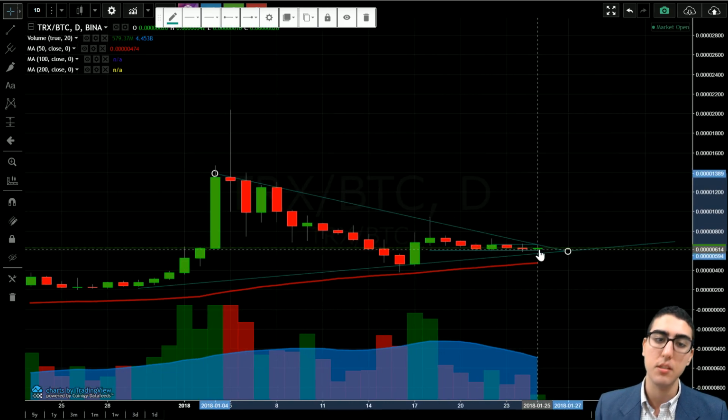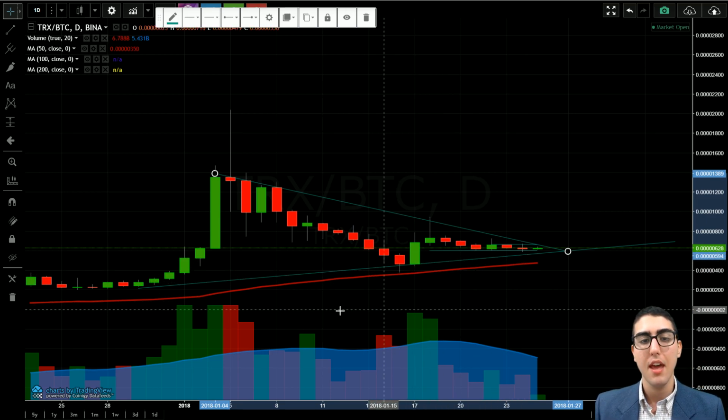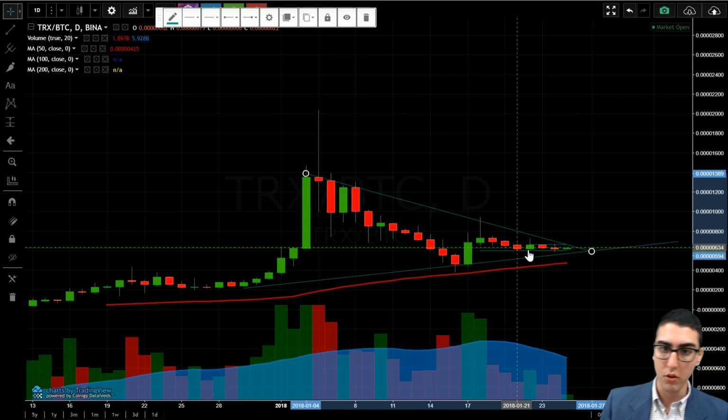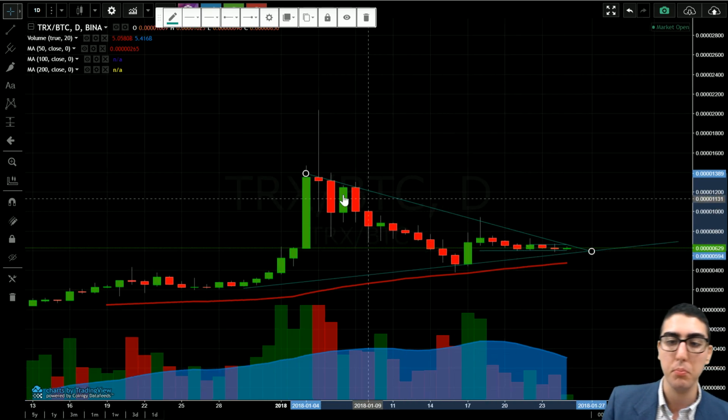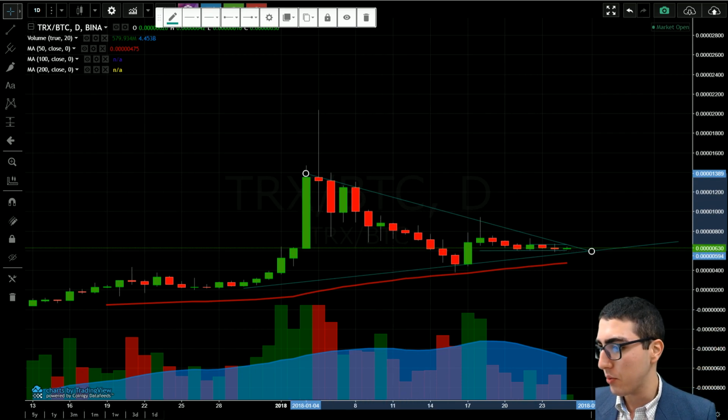However, I think it still needs to mature a little bit. I think we still need to see a little bit more of that support build and a little bit more of those descending resistance levels. As you know, we're starting to form that narrow squeeze, and anytime a price squeezes, there's that potential for a breakout. So let's go ahead and take another request here.